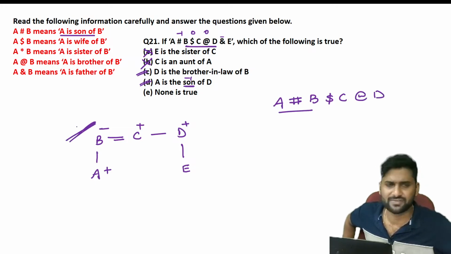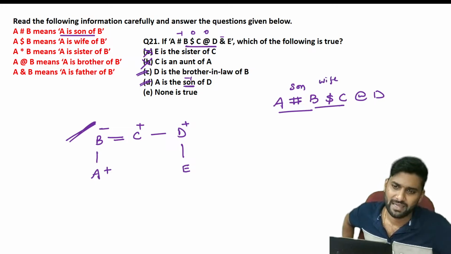You already know the diagram. That's why I'm taking a different approach. What is A here? Son. A is son of B. B and wife. Guys, see, A is son of B.